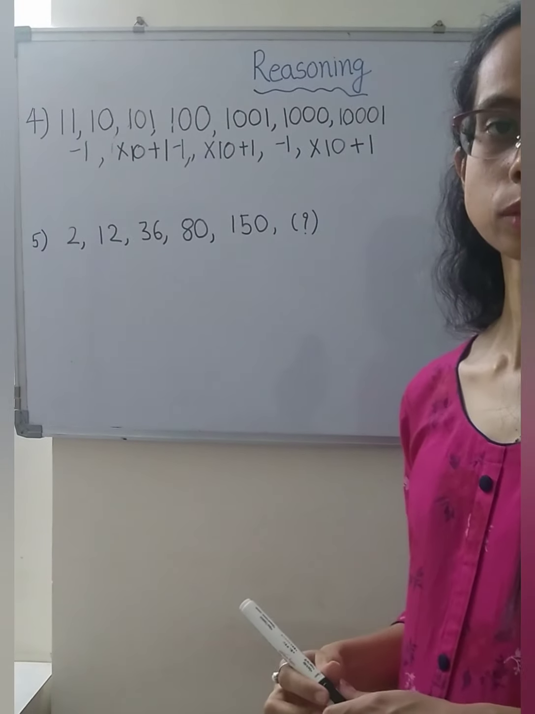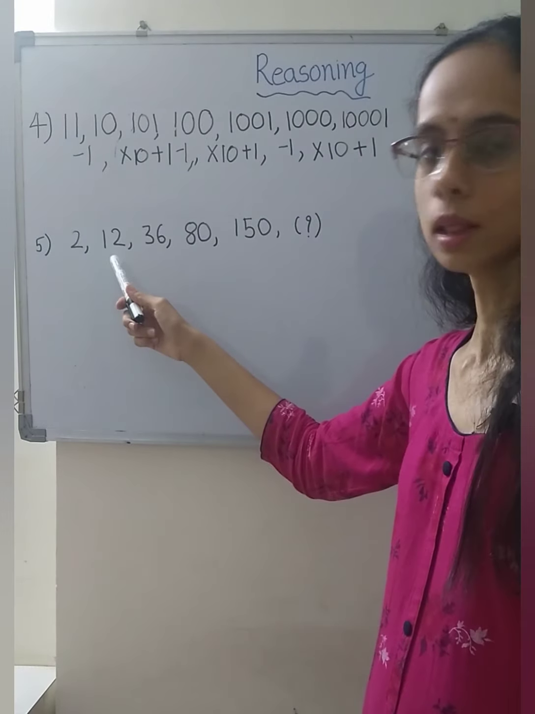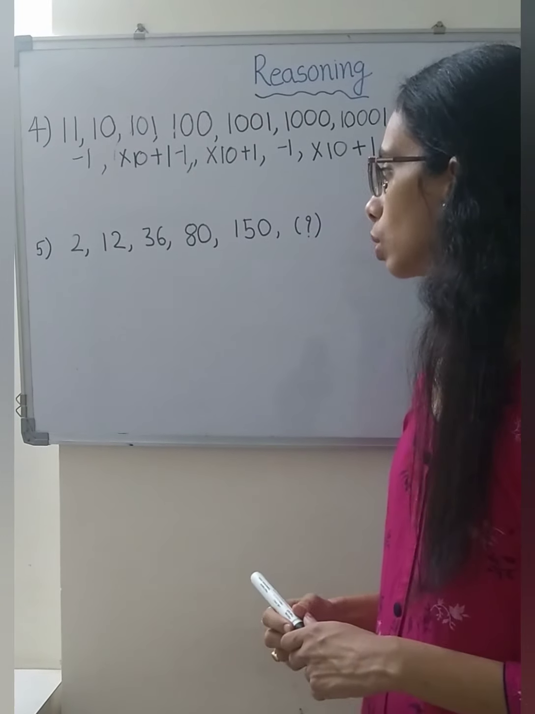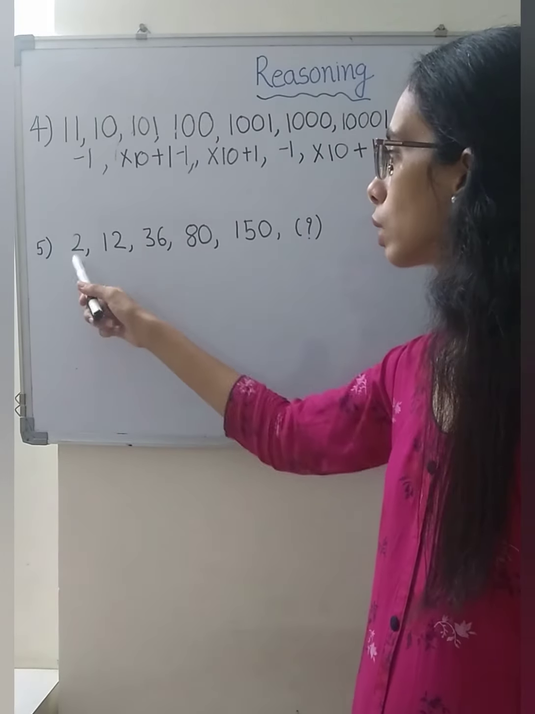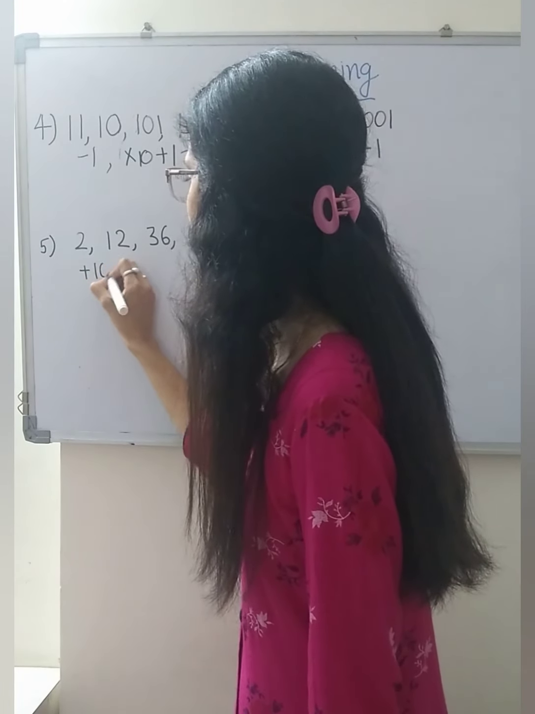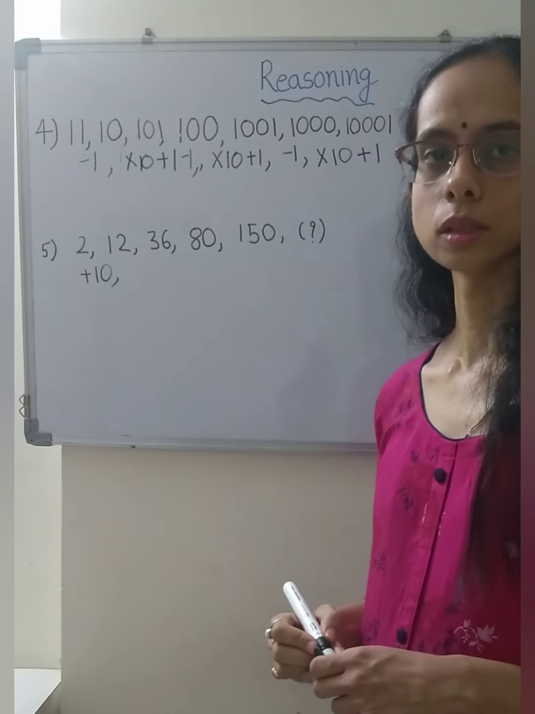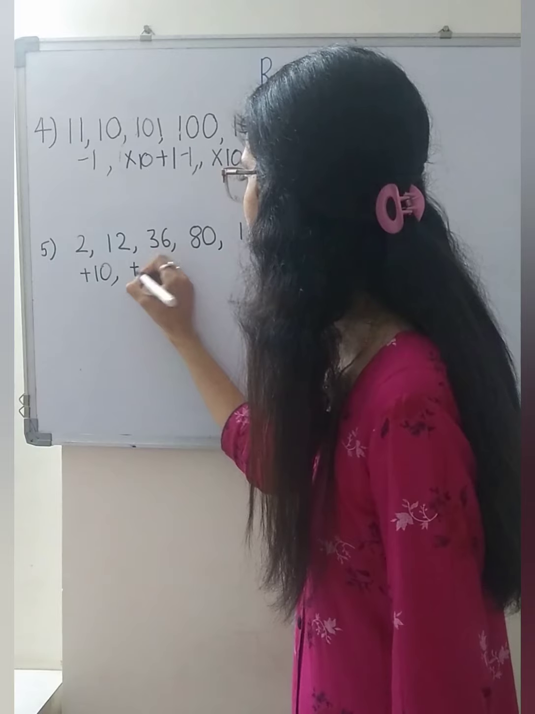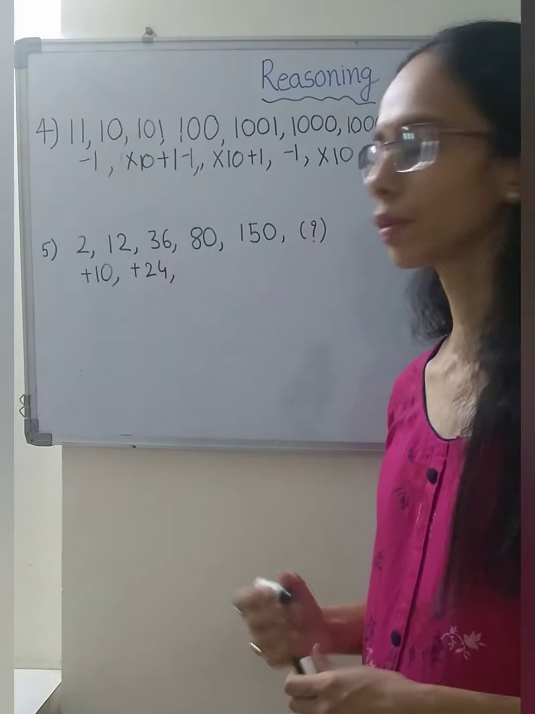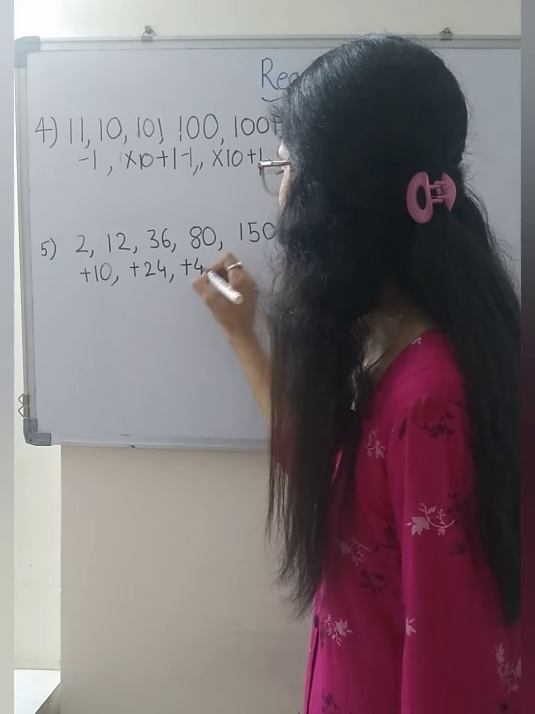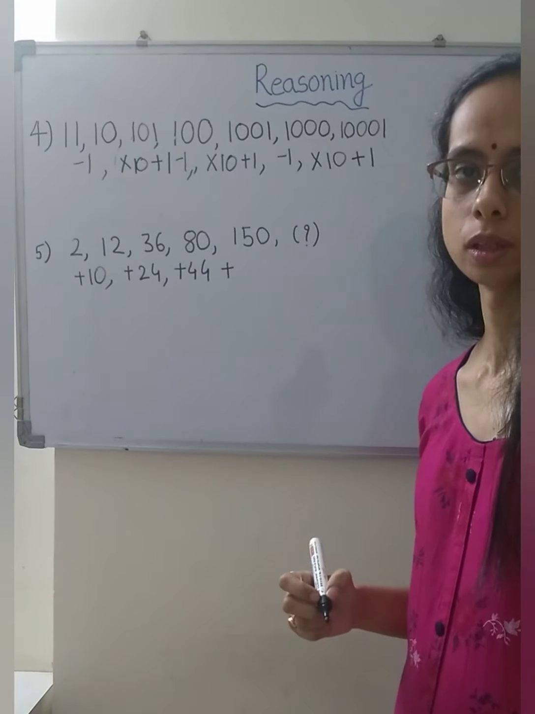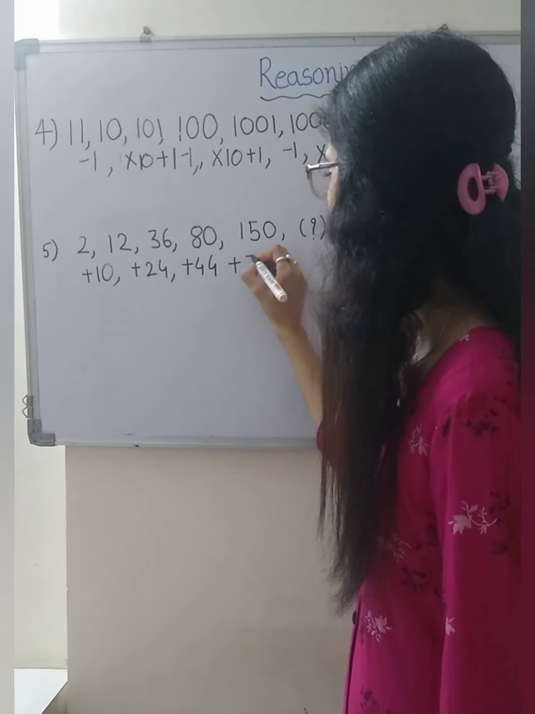Fine. Now the next pattern is 2, 12, 36, 80 and 150. Okay. So here what we will do, we will find out the relation between the next two numbers. So that is what? Plus 10. Then 12 and 36. So what is the relation? 24. 36 and 80. So what is the relation, friends? 44. Okay. Then here 80 and 150. So what is the relation? 70.